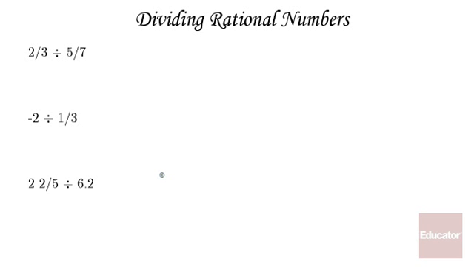Let's try dividing some rational numbers. In dividing fractions, you will need to use the reciprocal. So 2 over 3 divided by 5 over 7. You're going to take the reciprocal of the second fraction, and it becomes 2 over 3 and 7 over 5. And once you've taken the reciprocal, the division becomes a multiplication.